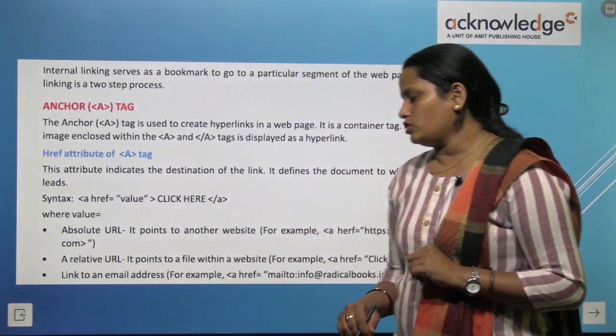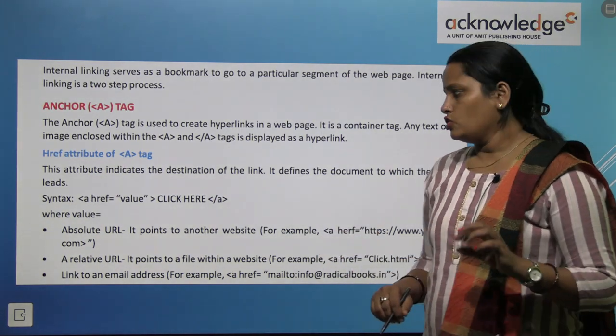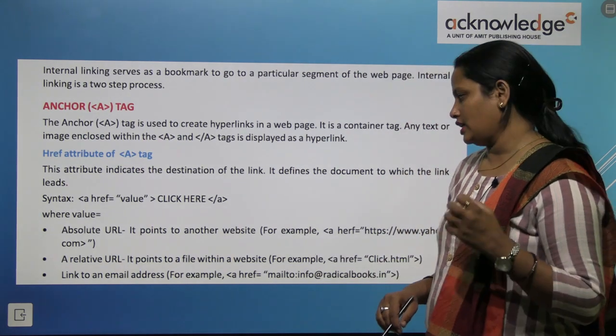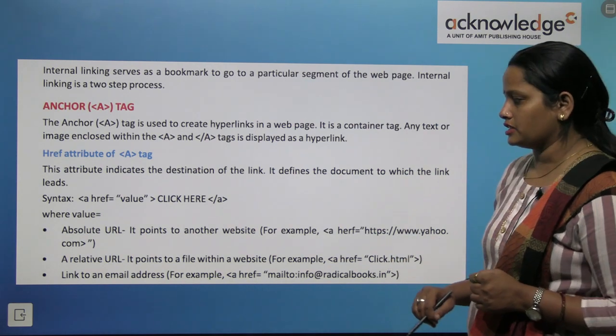A relative URL points to a file within a website. So ये क्या करता है URL? ये फाइल को पॉइंट आउट करता है किसी भी वेबसाइट में. For example, here we can see the example is given.